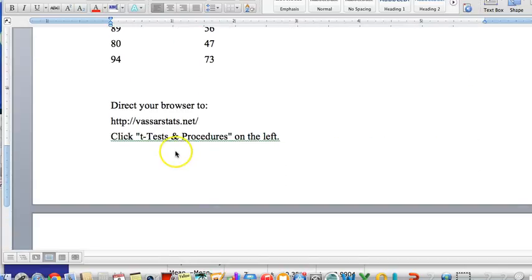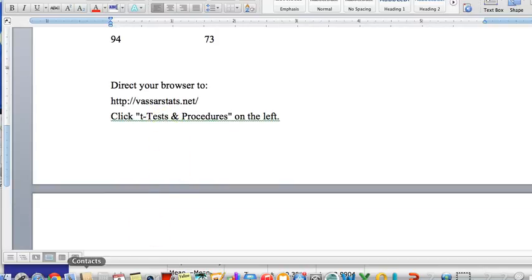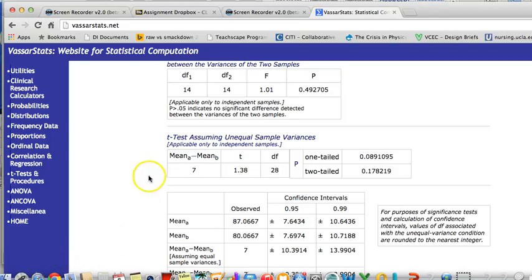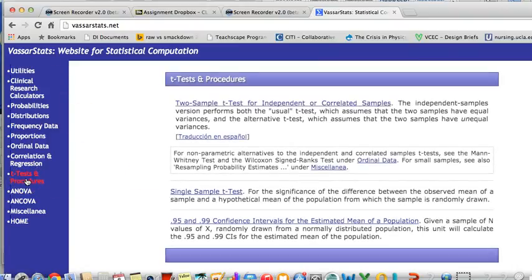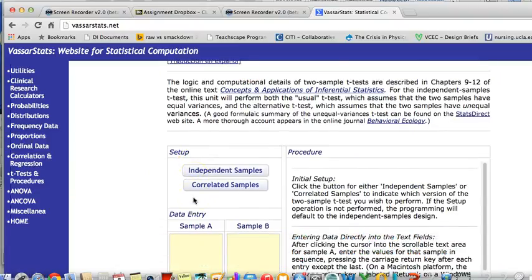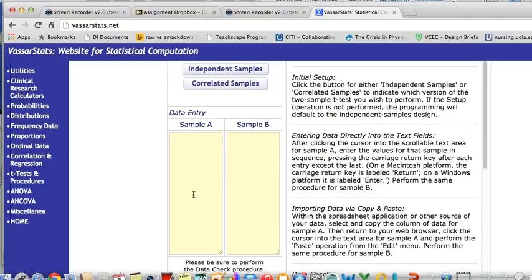What you're supposed to do is go to vassarstats.net and then click on T-Tests and Procedures, and I'm going to go ahead and pull that up. So over here on the left, you see T-Tests and Procedures, and then you see the two sample t-tests for independent samples. What this means is that we're doing two different groups. It's not a pre and post test. It's a test between two different groups.